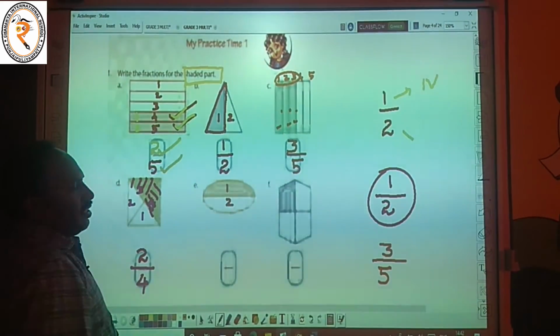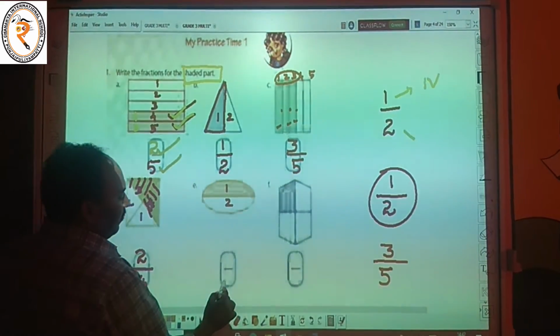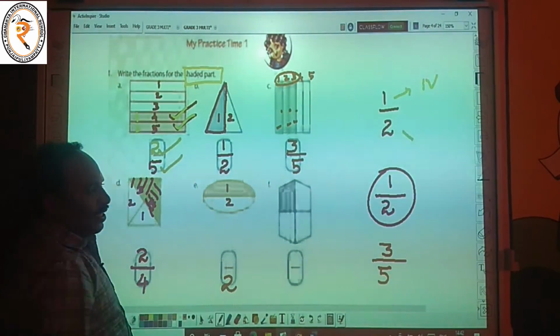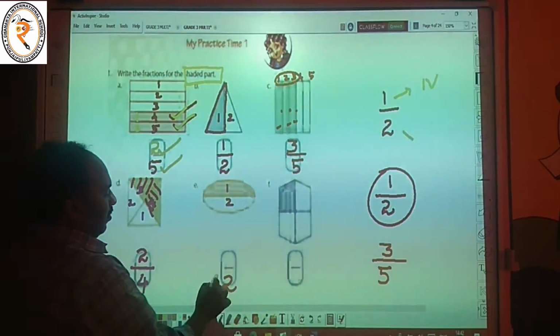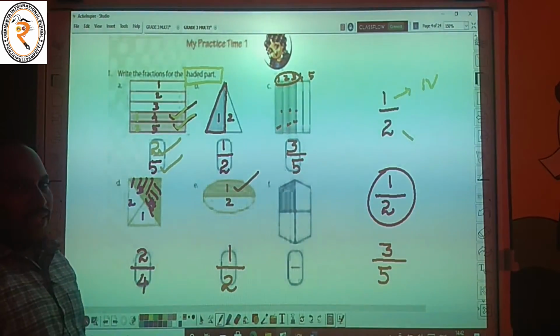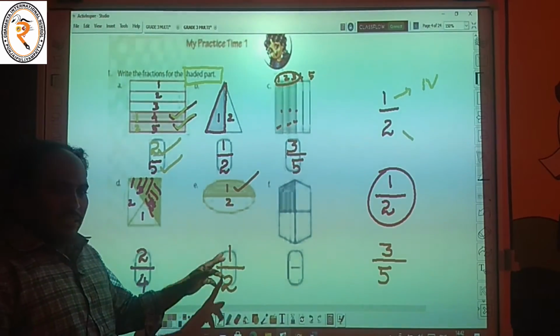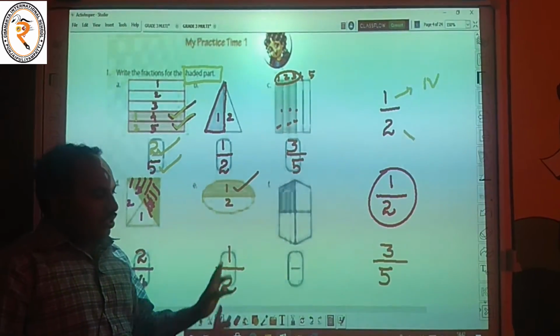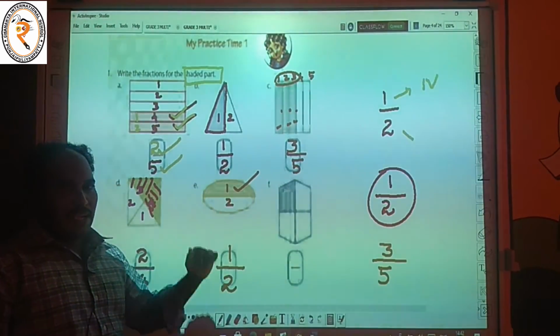The next part. 1, 2. Here we have only 2 parts, so number 2 is written in the denominator. And then the shaded portion is only 1, so 1 is called the numerator. Our answer is 1 by 2. The 1 by 2 is the fraction of the diagram.